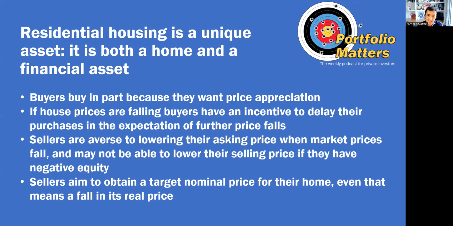And sellers tend to have a nominal price target for their house. So they'll be thinking this house is worth £300,000, and they will wait to sell it until they feel that they can achieve £300,000, ignoring the effect of inflation. So they prefer to receive £300,000 no matter what the real price is after inflation.